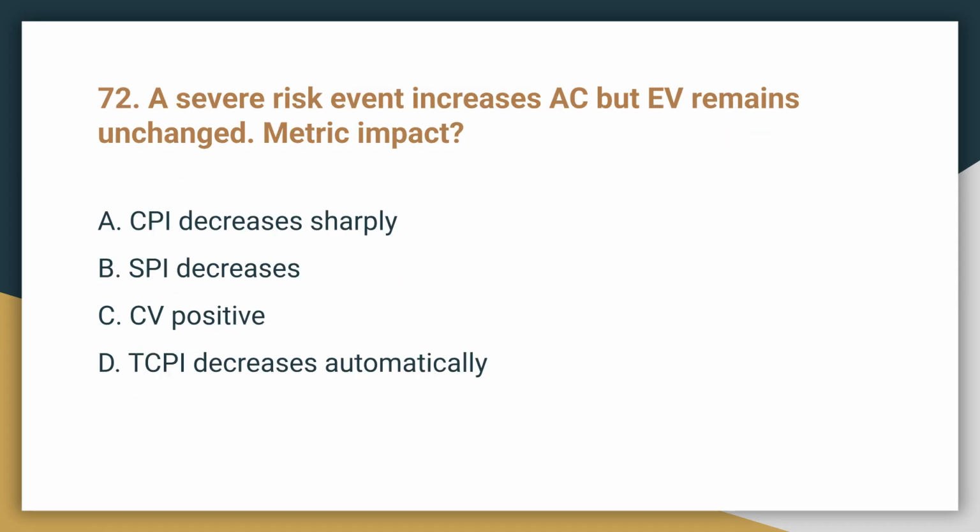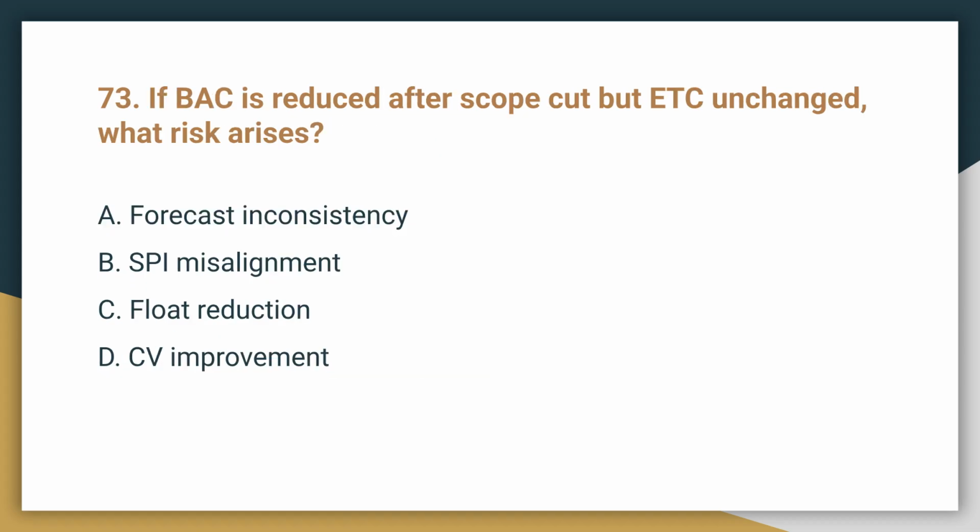Question 72. A severe risk event increases AC, but earned value, or EV, remains unchanged. What is the metric impact? The metric impact is that CPI decreases sharply. Since CPI is EV divided by AC, an increase in AC while EV stays the same will cause the CPI to drop significantly.